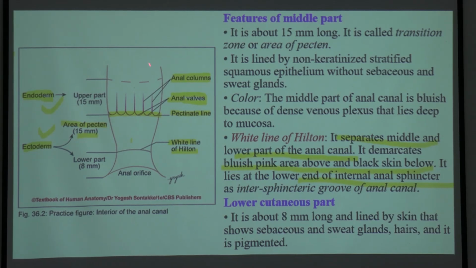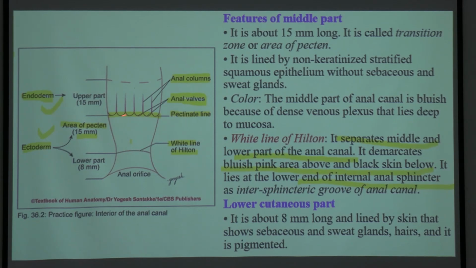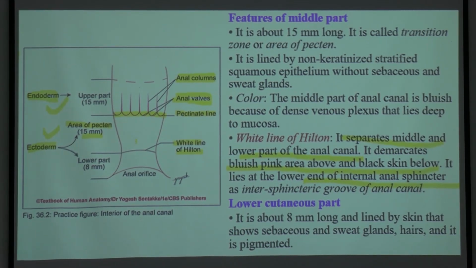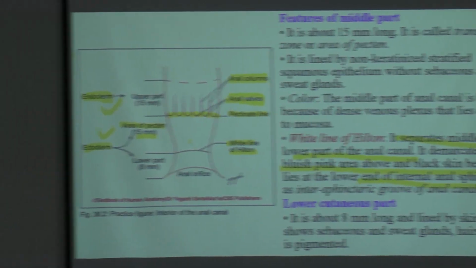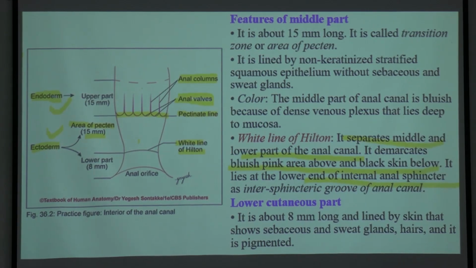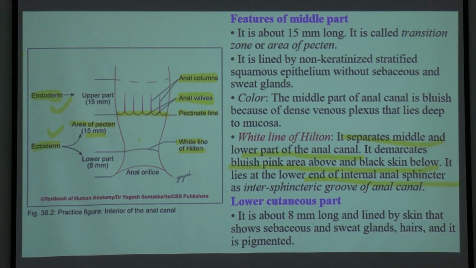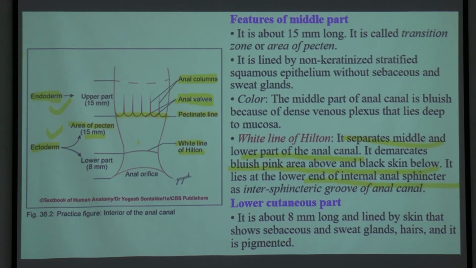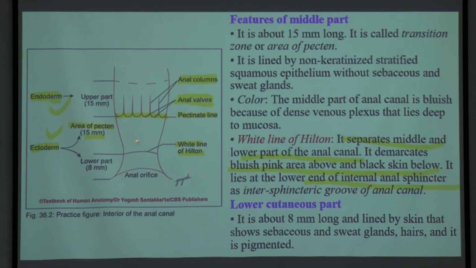So the next area is called the area pectin, and histologically the area above the pectinate line is different. The lower part is lined by skin. What we get is stratified squamous keratinized epithelium, and sebaceous glands, hairs, all these structures we find. So in the last 8 millimeters, this area is called the anal verge.